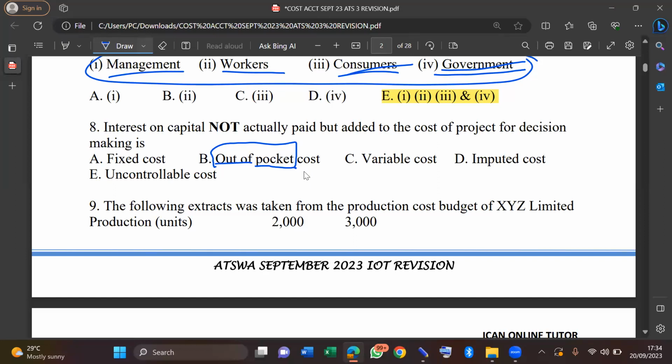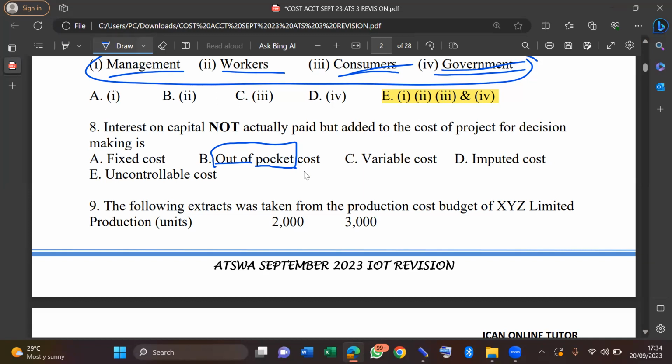Okay, we know what a variable cost is. Imputed cost is the cost that is incurred on investment directly. We call it imputed cost: a cost that is not incurred exclusively is what we call imputed.